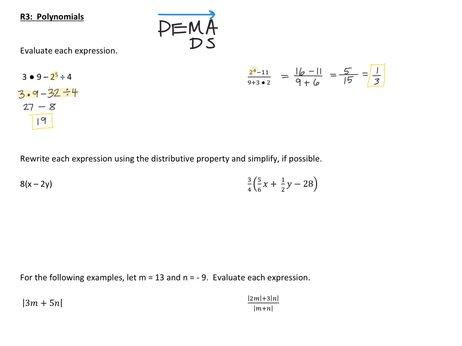We're now going to move on to some distribution. Rewrite each expression using the distributive property, and simplify if possible. So this is probably old news, right? You multiply 8 times x, you get 8x. You multiply 8 times negative 2y, and you get negative 16y. These are not like terms. Please do not try and combine them. That is your final answer.